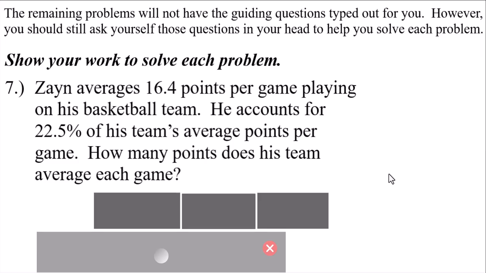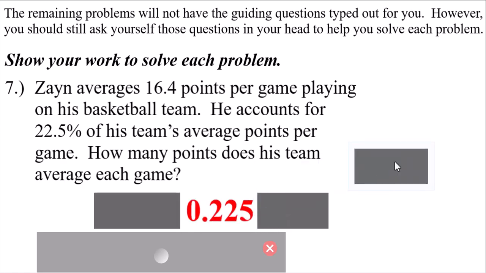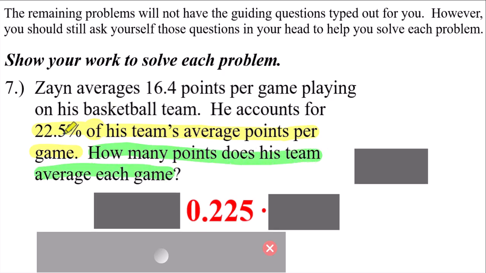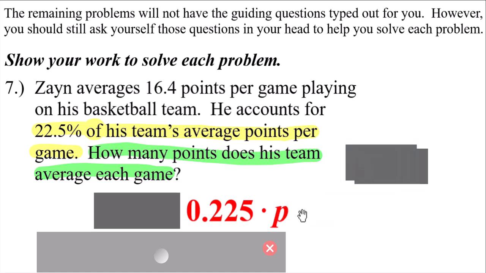All right, hopefully you've already done 7, 8, and 9. Otherwise, you better hit pause now, because here I go. I take that percent, I write it in decimal form, times, now how do I know what it's times by? Well, it is 22.5% of his team's average points per game. And it just so happens that the question was asking how many points does the team average each game. So if it's 22.5% of the team's average points, and we don't know what their average points are, then that is the unknown. And the 16.4 points is just part of the team's total points.